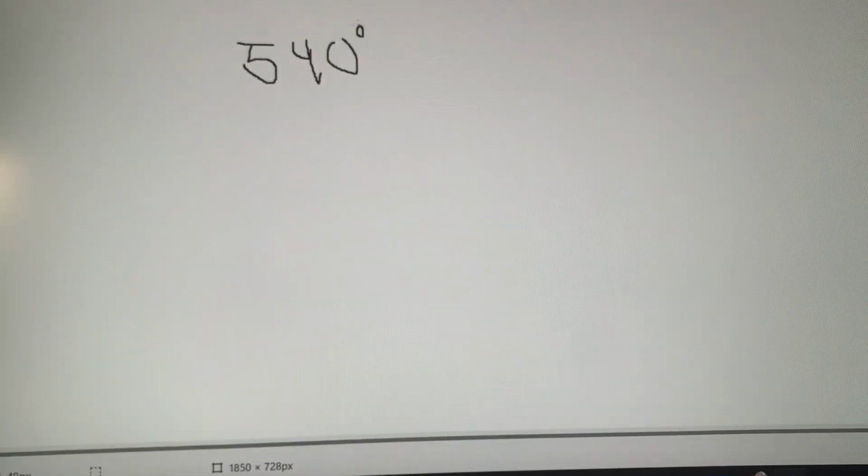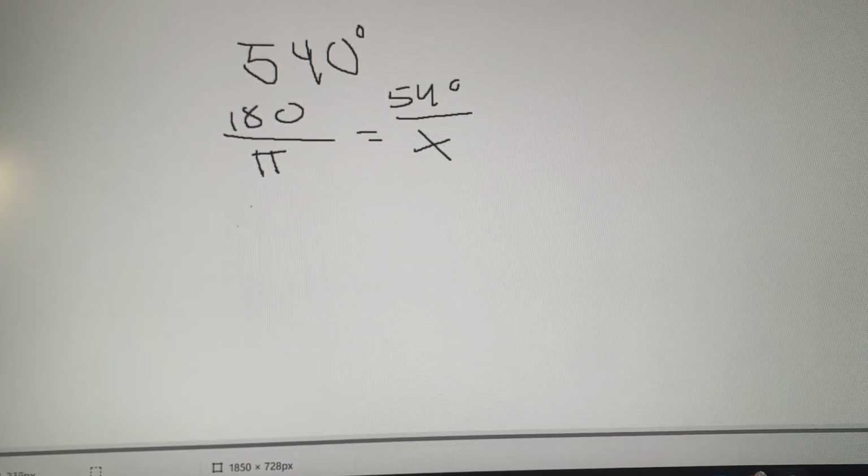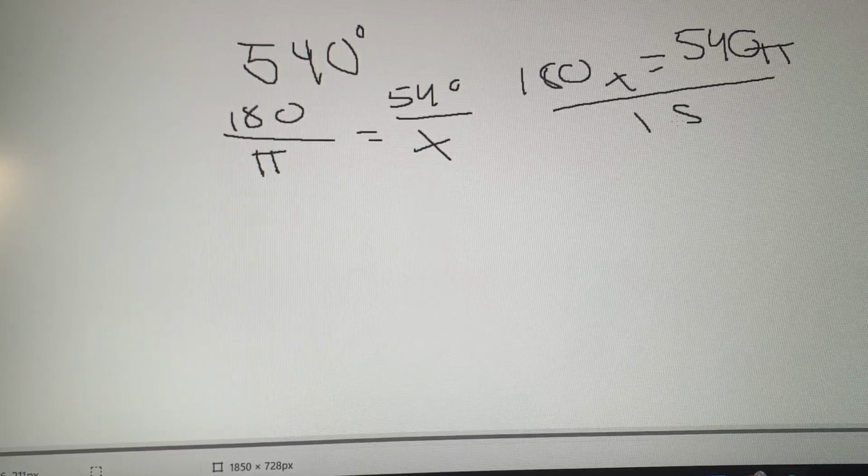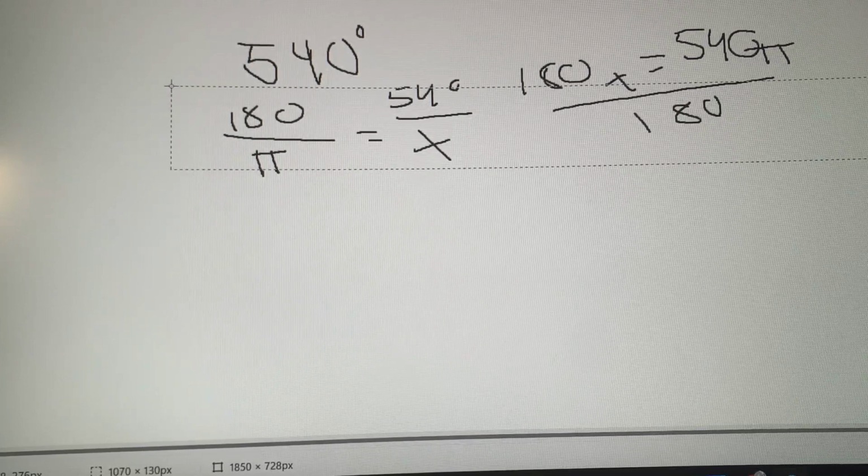So normally if you had 540 degrees and you were looking to put this into its radian form, you would go 180 over pi is equal to 540 over x. And then you'd cross multiply, you'd have 180x is equal to 540 pi, and then you would divide by 180, and then you would simplify and get your answer. But we're going to do it a much quicker way.